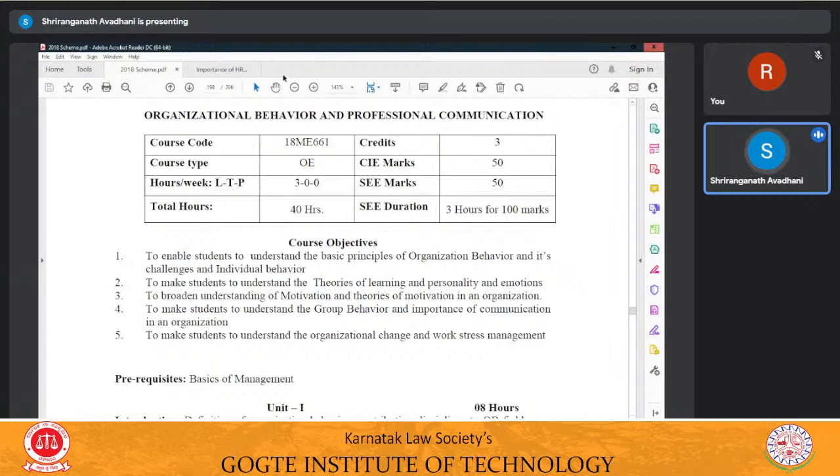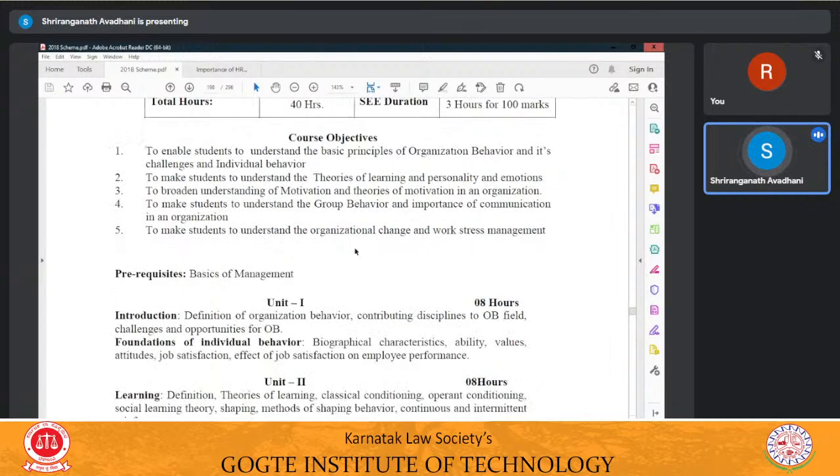Now the question comes of how to resolve them and how to behave in groups. These are the things we'll be discussing in our organizational behavior and professional communication course, which is an important one from our professional point of view.